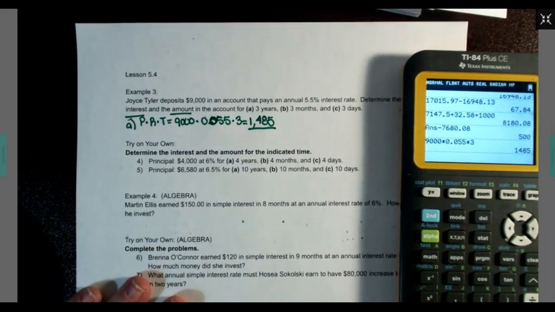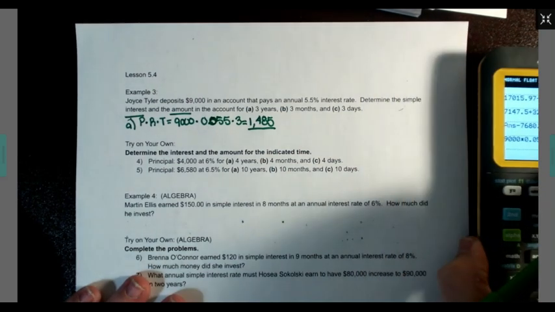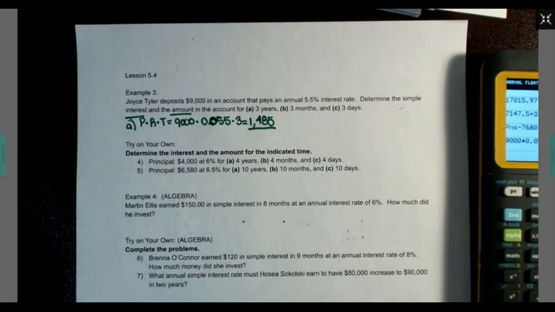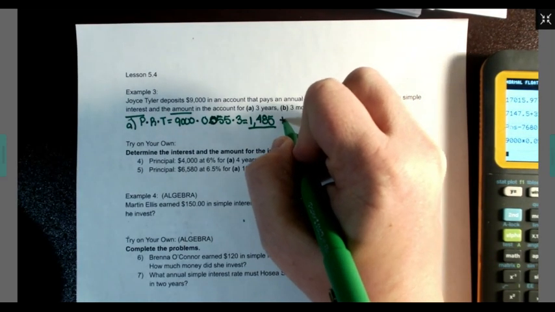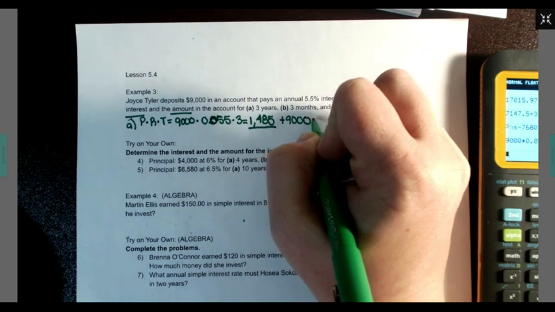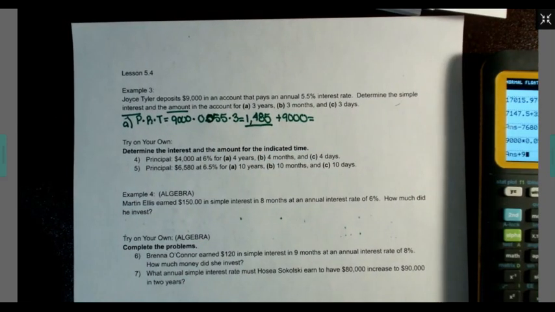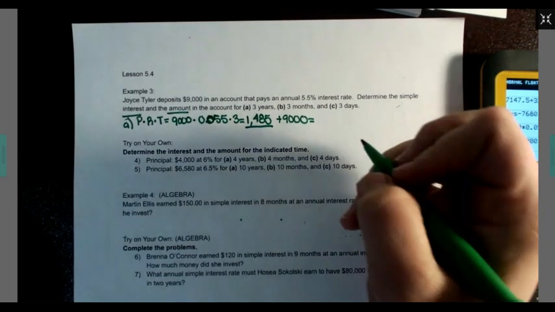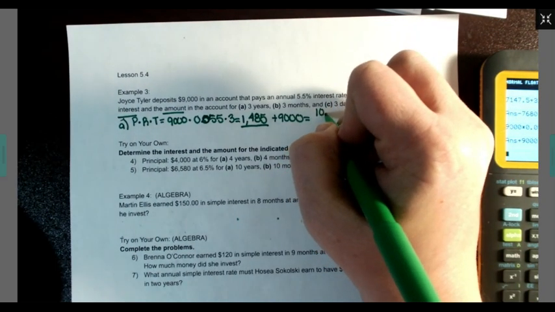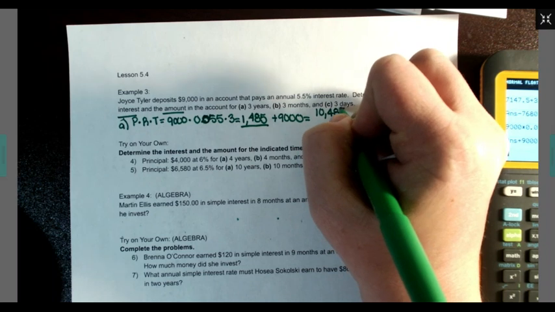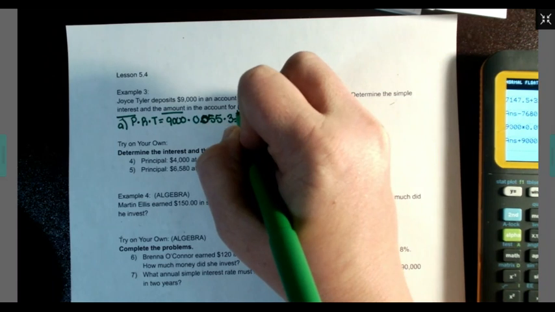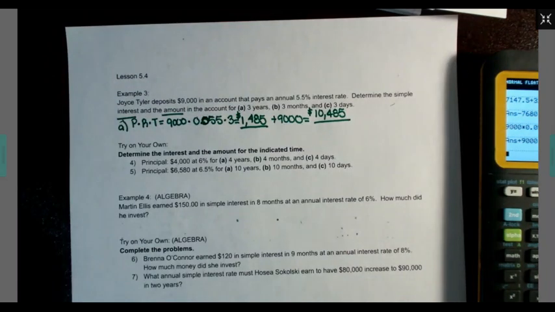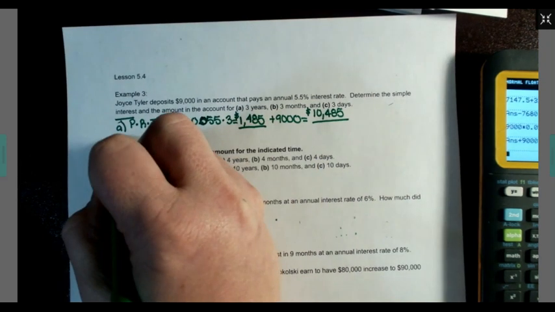That's the interest only. Now it asks what was the amount in the account. Well, remember that interest gets put into our account. They add it to our account. So we are going to add this to $9,000. If I add 9,000 to this, I am going to get $10,485 in my account. So I had 2 answers, $1,485, $10,485. Let's take a look at B.